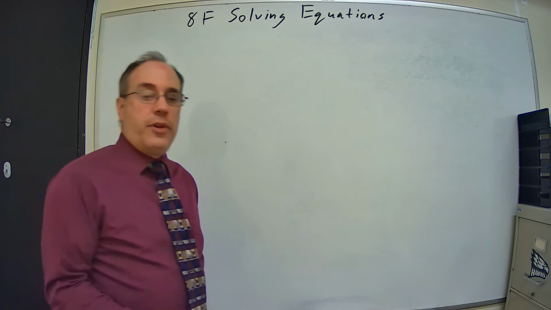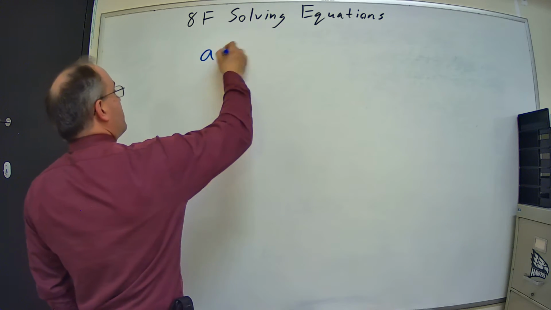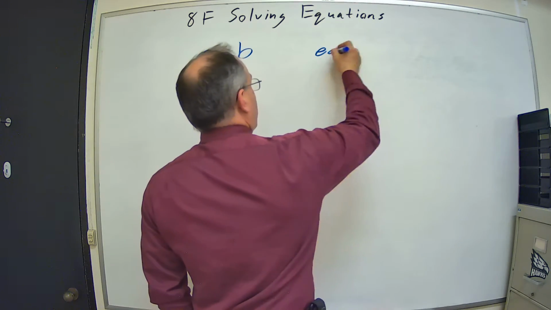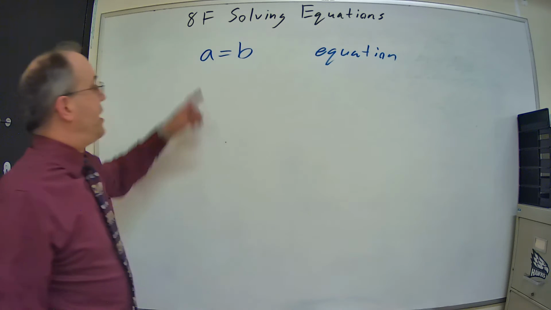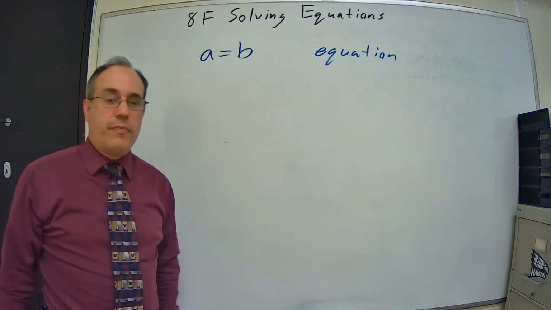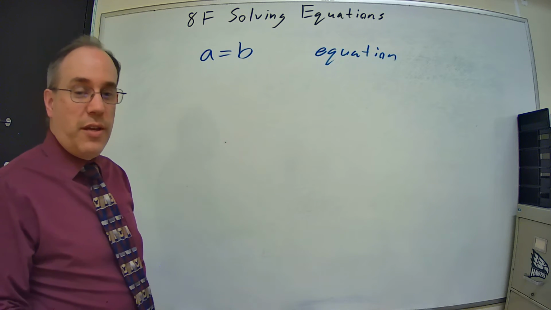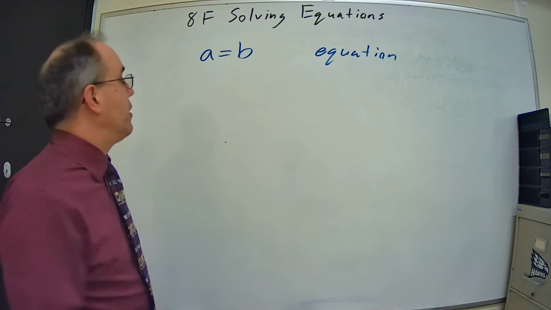What are some things that we need to know of that? Well, the simplest equation we can get is something like A is equal to B. Right? That's an equation. We're setting A equal to B, saying that they are the same. Now, when dealing with equations, there are some rules that help us to work with them and to solve them.